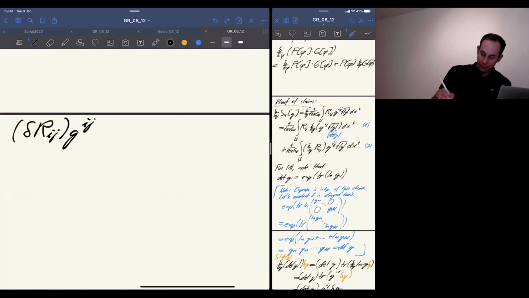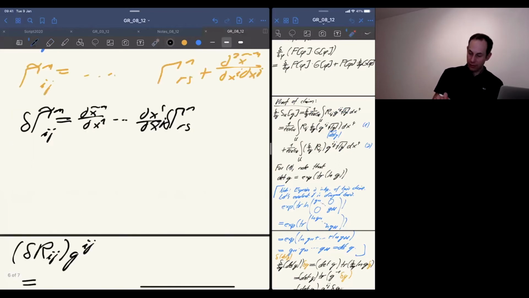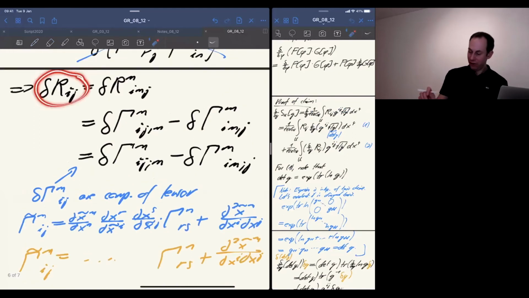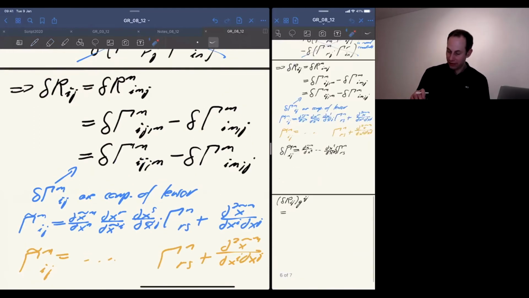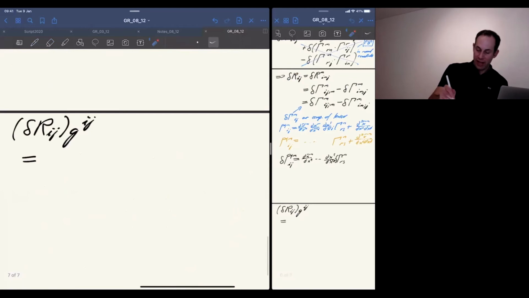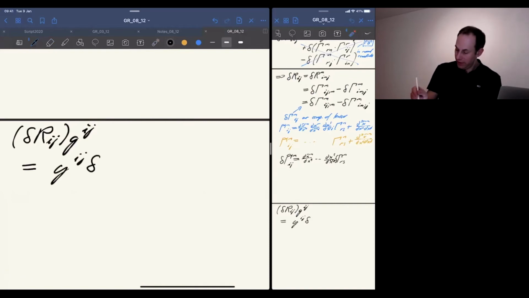So what's this? Okay, I think I need some space here. Oh no, actually we have it almost. This thing is actually easy. We already have delta R_ij here. So let me show it on the right-hand side. We have an expression for delta R_ij. We are just multiplying it with g^ij. So that's pretty easy. I'll just write this down. So it's g^ij times the first term that you see here, which is that one, times delta gamma^n_ij.